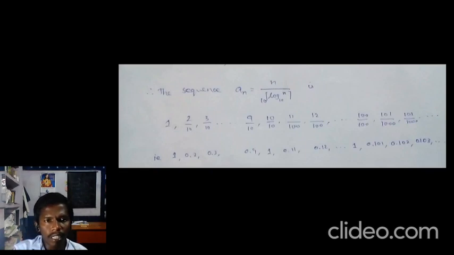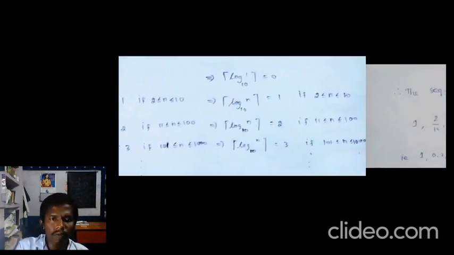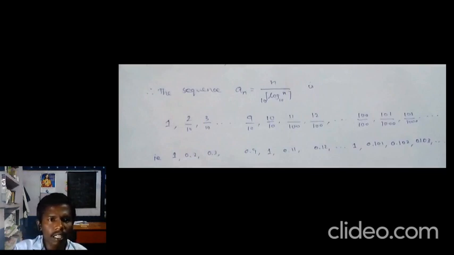First term of the sequence is 1. Second term of the sequence is 2 by 10, because when you take n equal to 2, you have 2 by 10 power ceiling function of log 2. Ceiling function of log 2 is 1. Therefore, here you have 2 by 10, that is the value. In the similar way, when you take n equal to 3, you have 3 by 10 power ceiling function of log 3. Ceiling function of log 3 is nothing but 1. Therefore, 3 by 10. So, up to 10, you have ceiling function of log n is 1. Therefore, the 10th term is 10 by 10. Again, you will get 1.